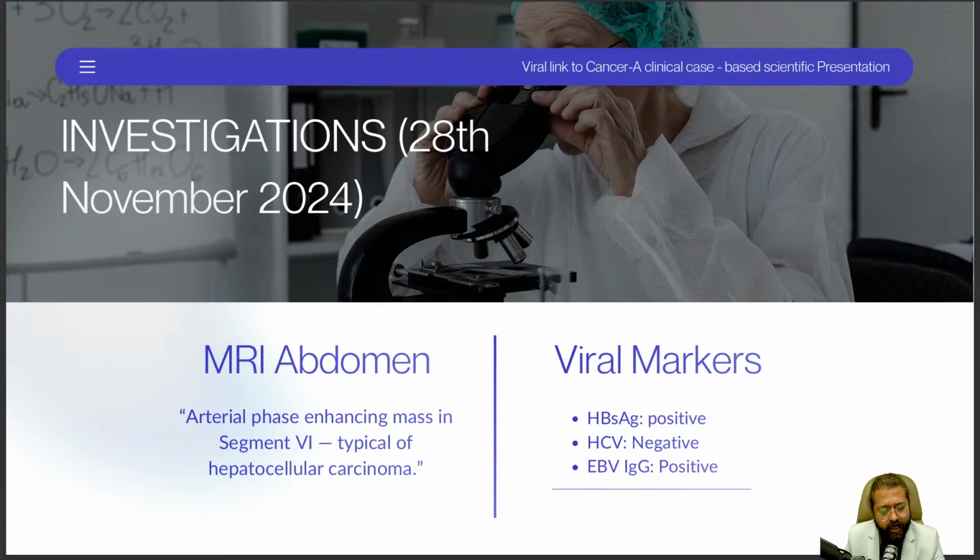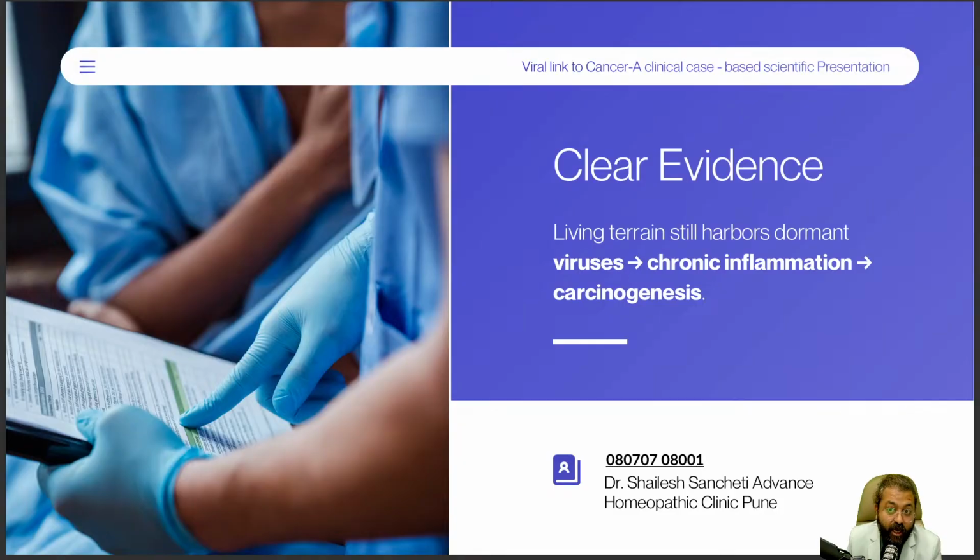Now, here is clear evidence that the living terrain still harbors dormant viruses, which cause chronic inflammation, which is actually called carcinogenesis. So what the evidence itself explains is that even after recovery, the internal terrain can continue to harbor dormant viruses in the body. Meaning HBV, for which he already took the medicine.